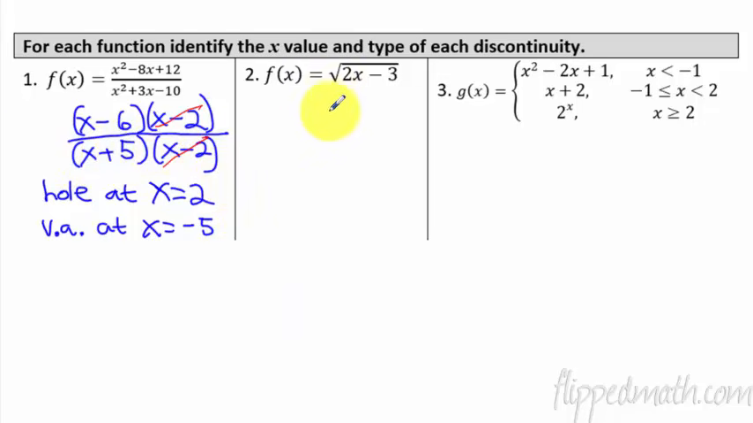On number 2, this one's a little weird because if you remember the square root, I'm going to come down here. You don't need to write this in your notes. The square root graphs look something like this. Okay, so there's a square root graph where we start off and you go off to the right forever.